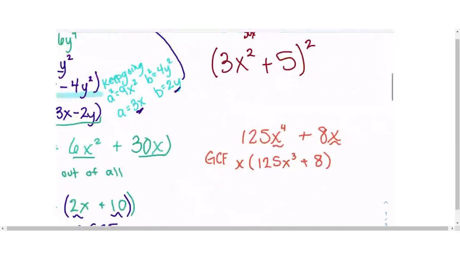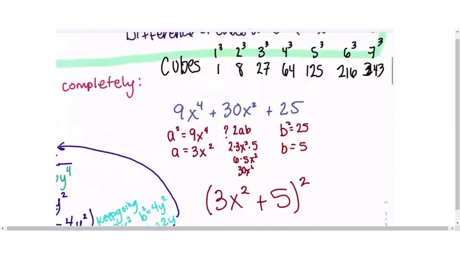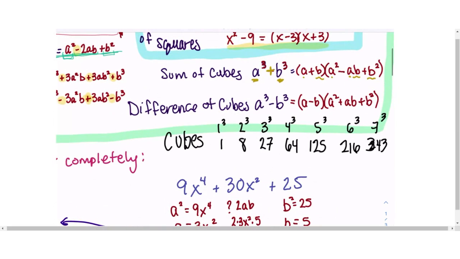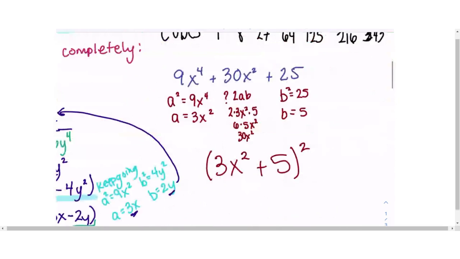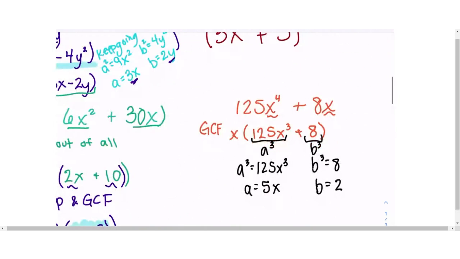But that helps me so that when I'm down on problems like this, I can see, hey, 125, if I said that this was a cubed, because it looks like this one to me, the sum of cubes looks like this one right here. And I know that if a cubed is 125x cubed, then a would be 5x. And if this right here is b cubed, is 8, then b would be equal to 2.